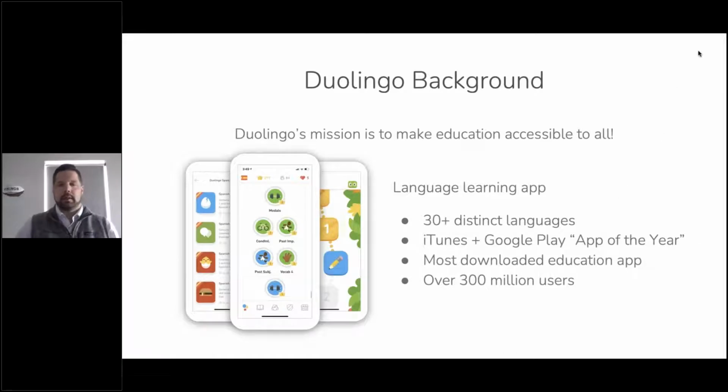So a quick background on what is Duolingo. Duolingo has been around for almost a decade now. At our heart and soul, we're a language app, and we teach actually 39 distinct different languages. We're the iTunes and Google Play App of the Year. We're always in the top 10, if not #1, in the education side of iTunes, and we're definitely the most downloaded education app that's out there. With over 300 million users throughout the world, I'm on a 290-day streak of learning German or staying up on my German. It's completely free, and that's really our heart and soul where we started almost a decade ago.